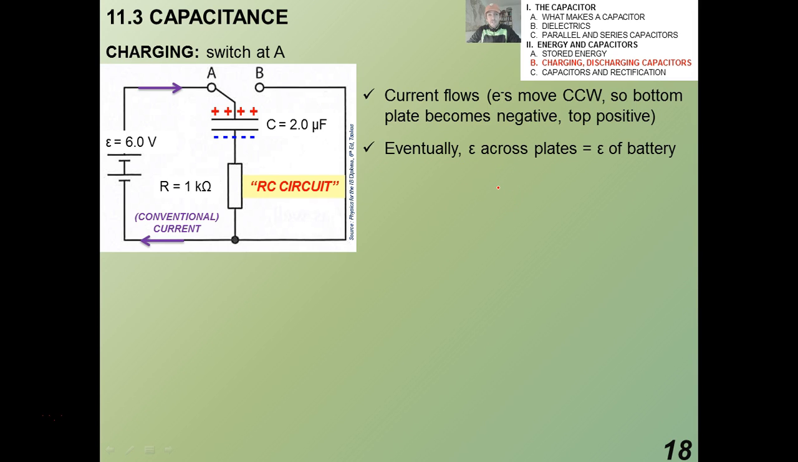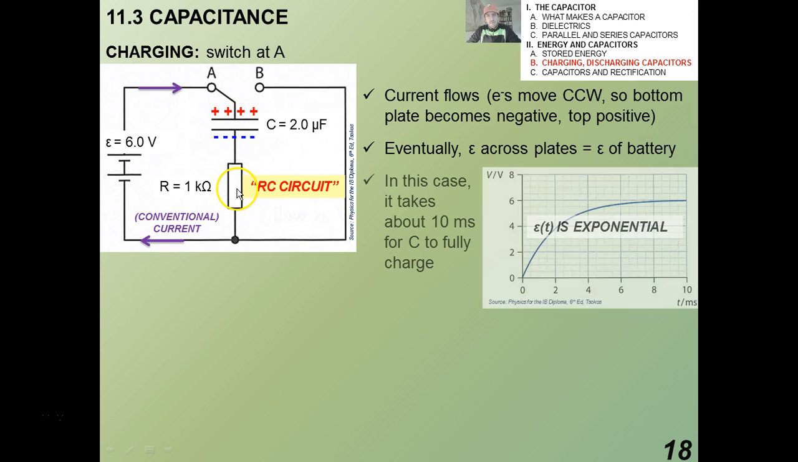Now, eventually, after enough time passes, the potential difference across the plates is going to equal the potential difference of the battery. Meaning that this resistor is really not important in that case. Now, if I were to graph V of t against t for charging, it takes about 10 milliseconds in this case, with these numbers, for the capacitor to fully charge. And you can see the shape of this curve should remind you of something that's exponential.